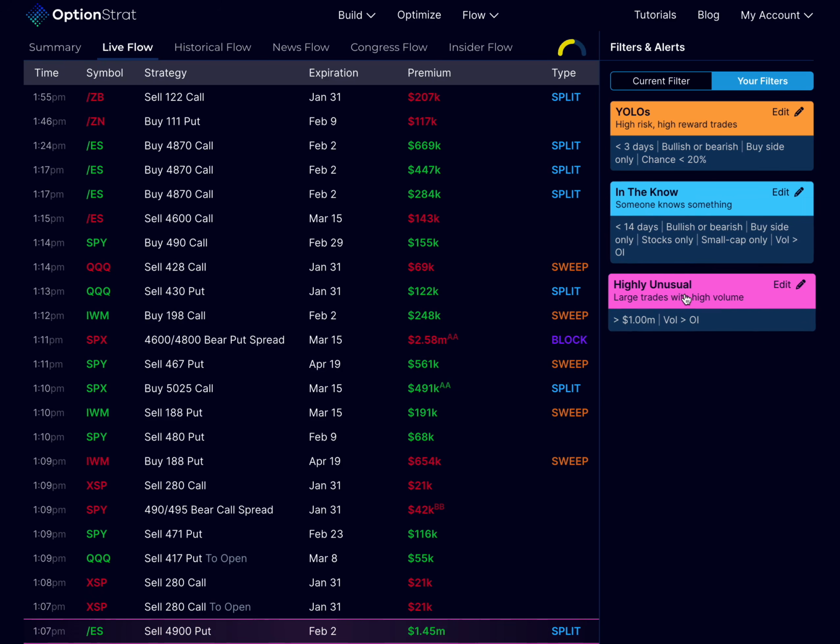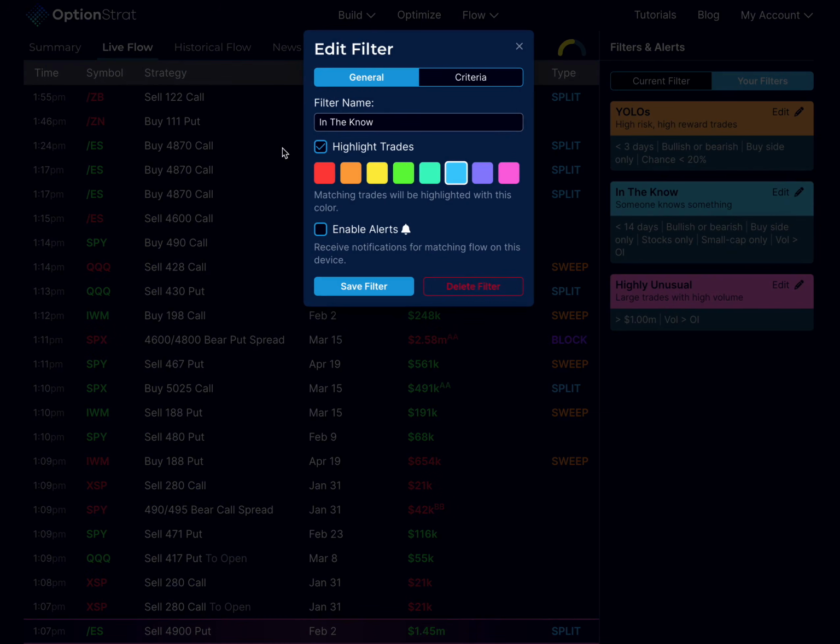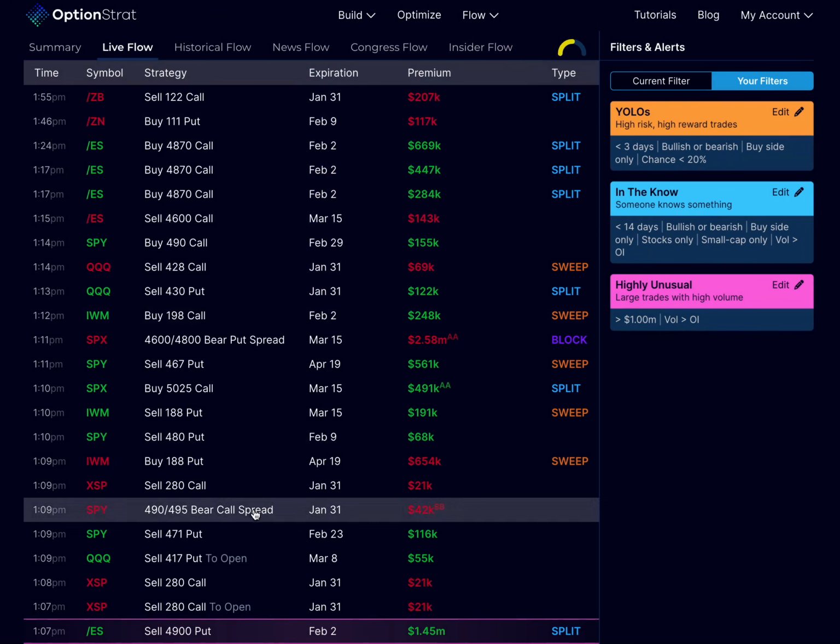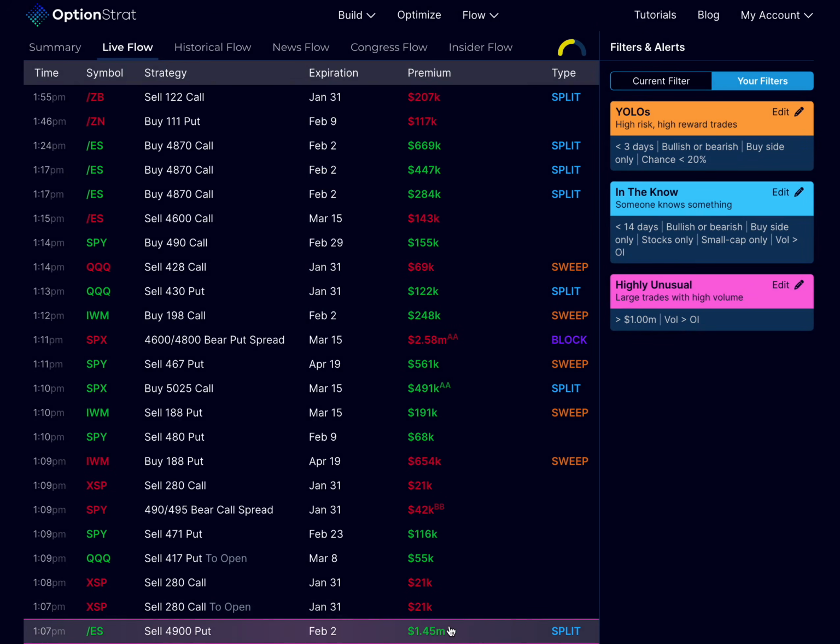And some highly unusual trades that went through, possibly with very high dollar amounts associated with them or a lot of open interest, etc. So I can come in on any of these and I can edit them in any way I want. And again, as you saw, highlight them however I'd like to see them highlighted as well. And that's kind of what we're seeing right here, things like this, that are highlighted in the highly unusual category with that color.